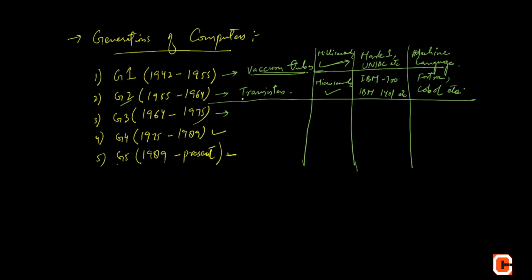Okay, now third generation computers were a little more advanced than the previous two generations. In the third generation, ICs were used. What are those ICs? They are called integrated circuits.